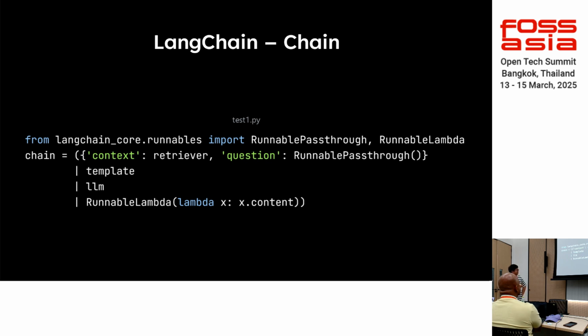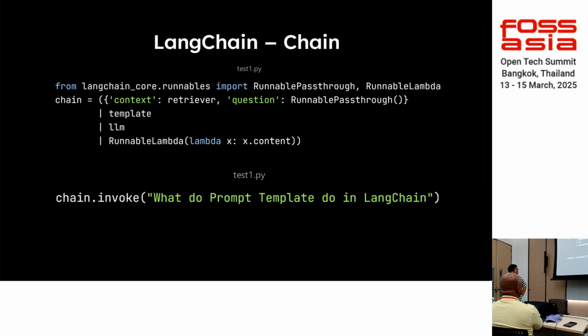RunnablePassthrough we will go through later. Then after passing these two keys, or these dynamic inputs that we need to fill at one time, we pass them to the template. When the template is populated, we pass it to the LLM before passing it to the output parser. Okay. So the chain works like that.